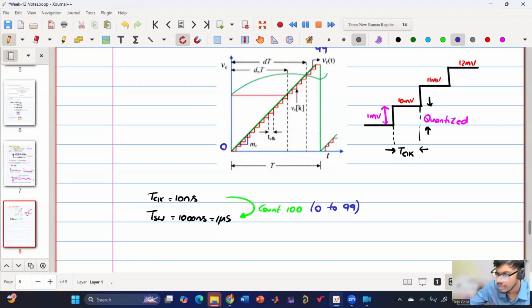So in that way, I will count. Say if I want 2 microsecond, I'll count to 199. If I want 5 microsecond, I'll count to 499. So again, it depends upon the main clock and the switching frequency that you need. Both of these things will decide how much value you should count using the digital counter. So this T clock will decide the time resolution of the duty ratio.